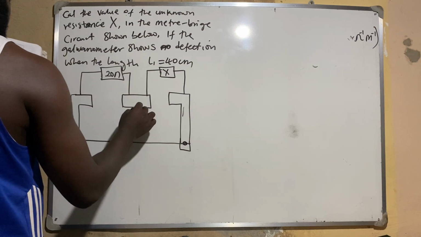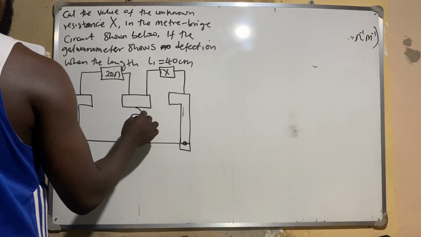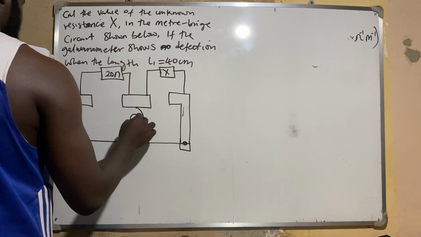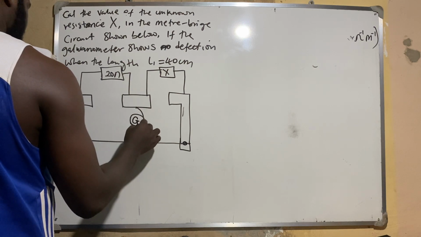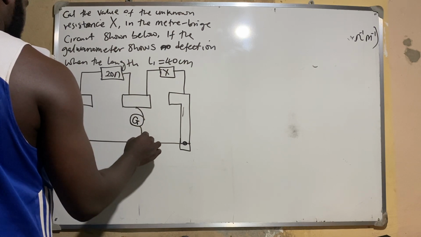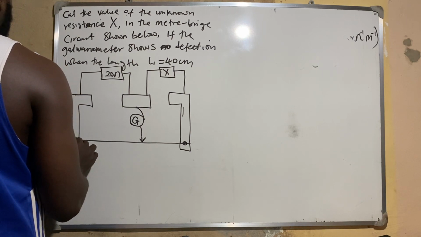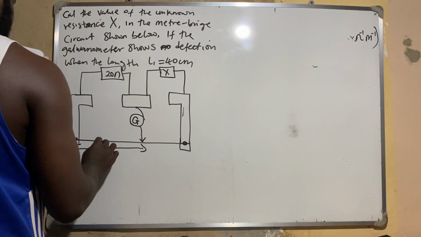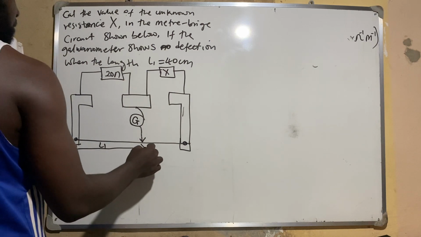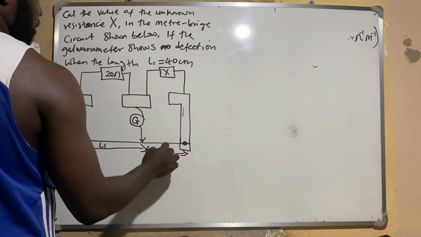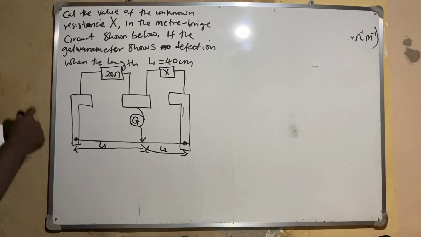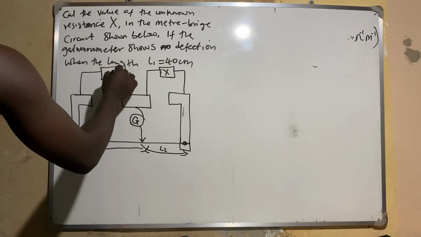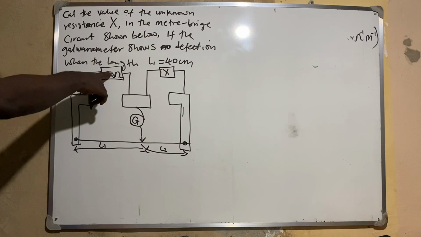Okay, and they have the galvanometer. So this is where the balance point is. Say from here to here is my L1, which means from here to here should be your L2. So I don't even need this diagram. This is the only thing I need.